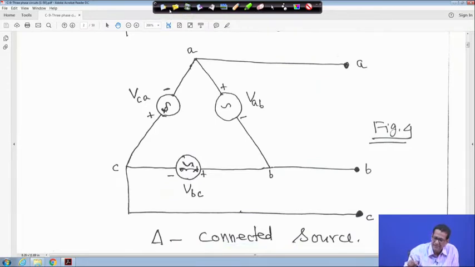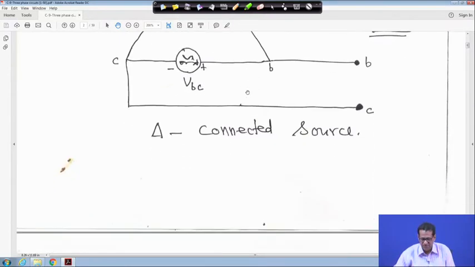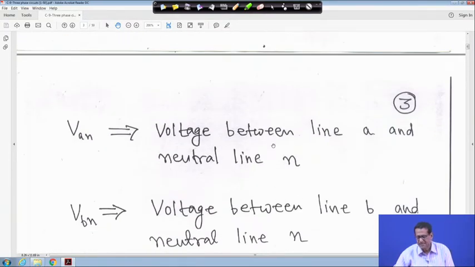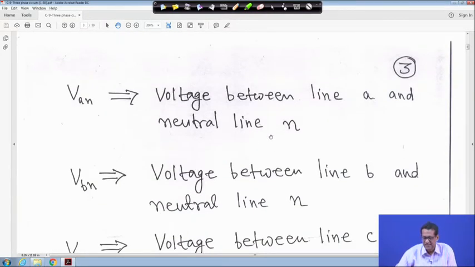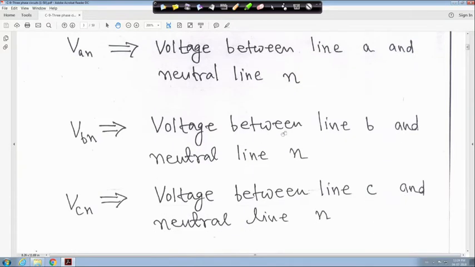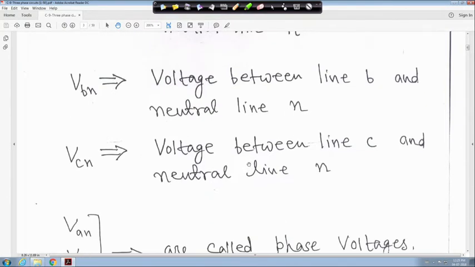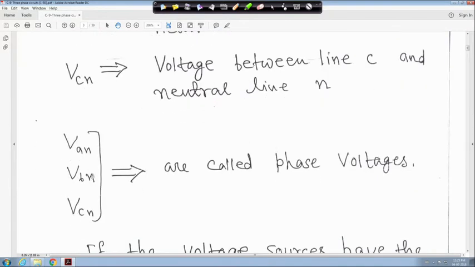So let me clear it. So this is figure 4. Now, VAN is the voltage between line A and neutral line N, right, neutral line N. This I told you. Similarly, VBN is the voltage between line B and neutral line N, and VCN is the voltage between line C and neutral line N, right, AN, BN, CN. Therefore, VAN, VBN, VCN are called phase voltages.